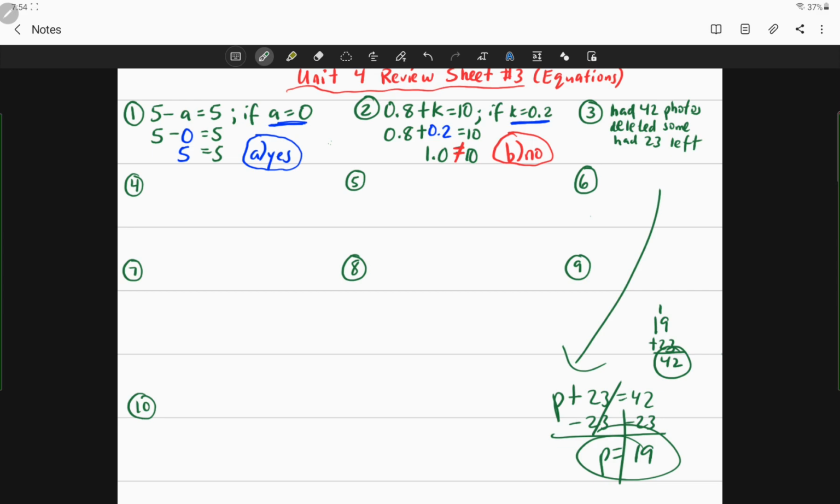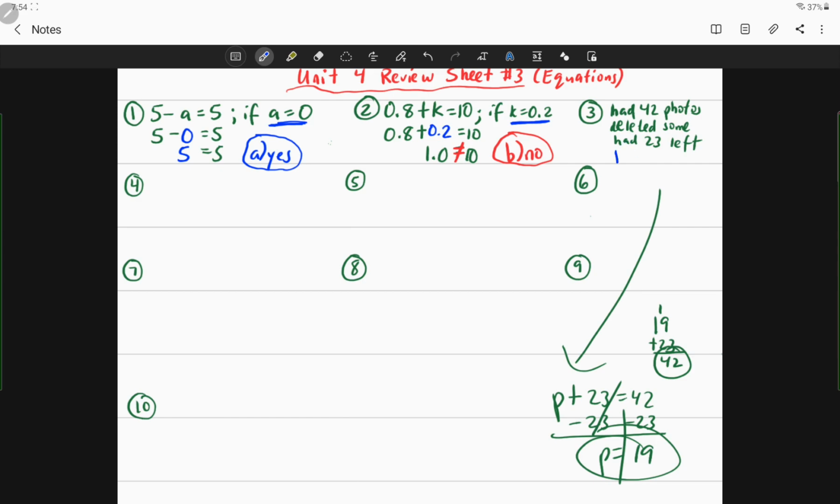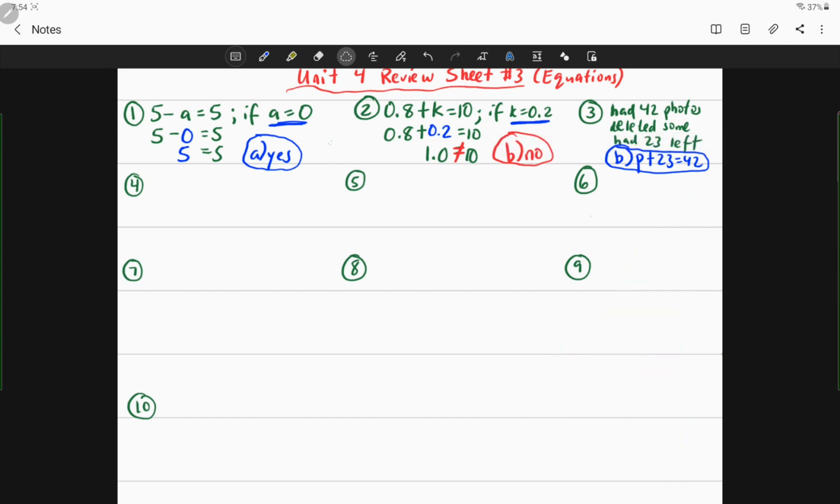So for number 3, our answer is letter B, which says the equation should be P plus 23 equals 42. Now I know word problems can be a little tricky for some of you, and may not be a favorite, but we have to go through it carefully and just annotate, which means take some notes on key information, some important numbers, and think through our problem that way.